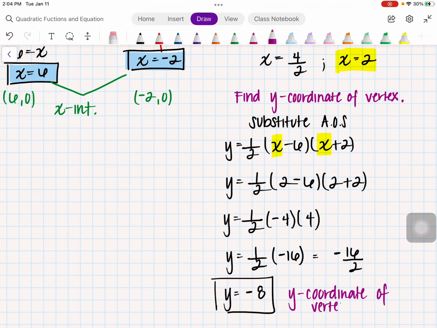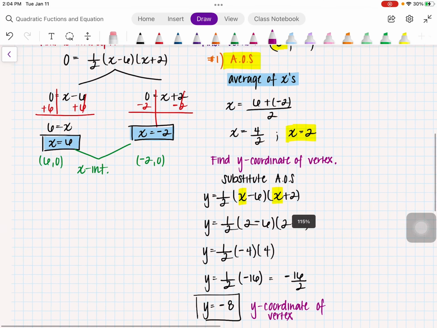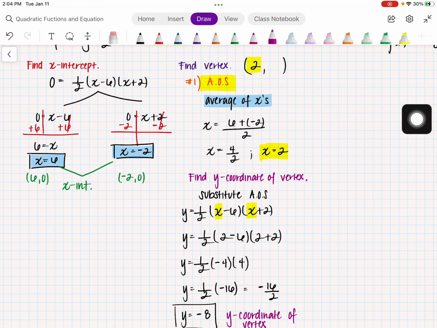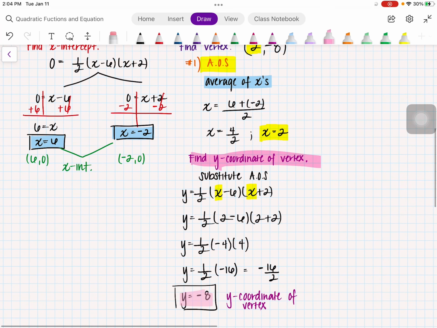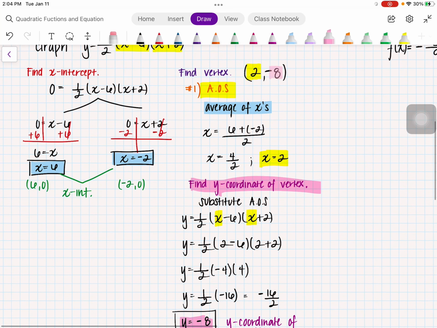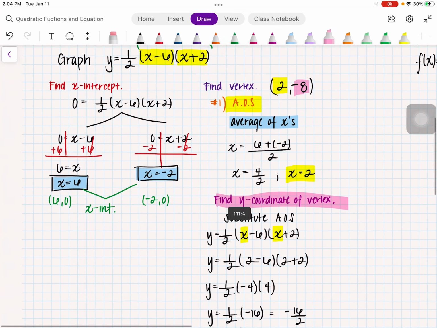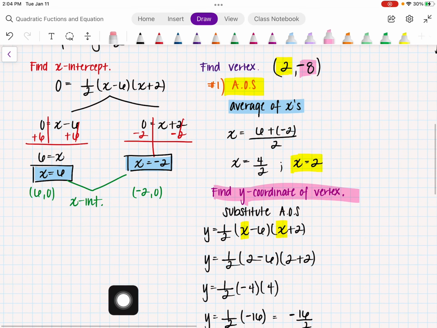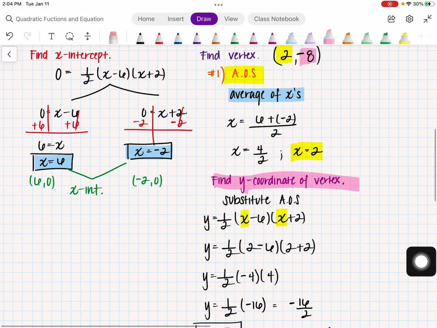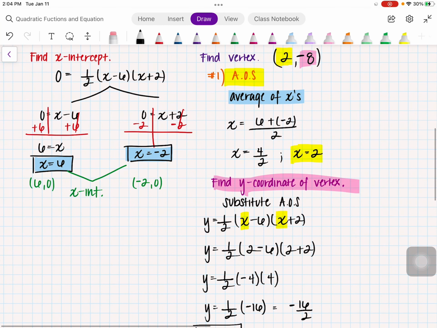Y coordinate of vertex. So my vertex in this case is found, going back up here, at the point 2 comma negative 8. And we'll go ahead and highlight this in pink. Find the y coordinate. It was negative 8, and that's what we have there. So if I graph this in this case, I'll go ahead and graph it in this section. I'm just going to go ahead and create a graph there.